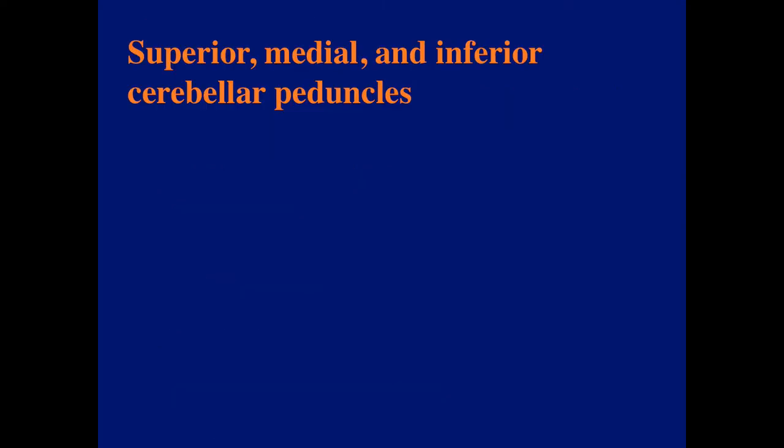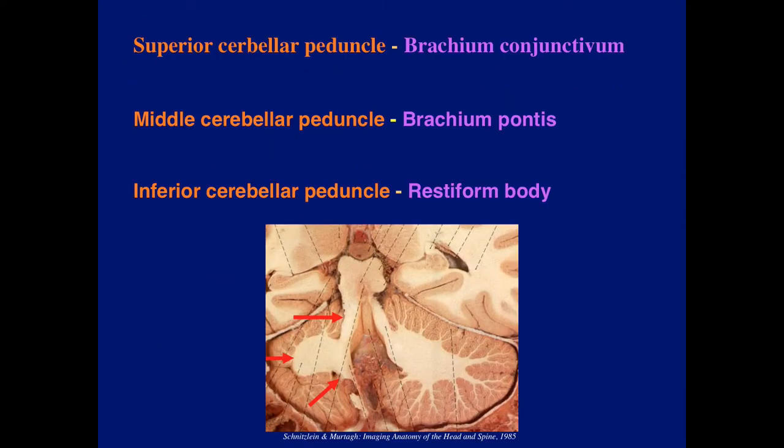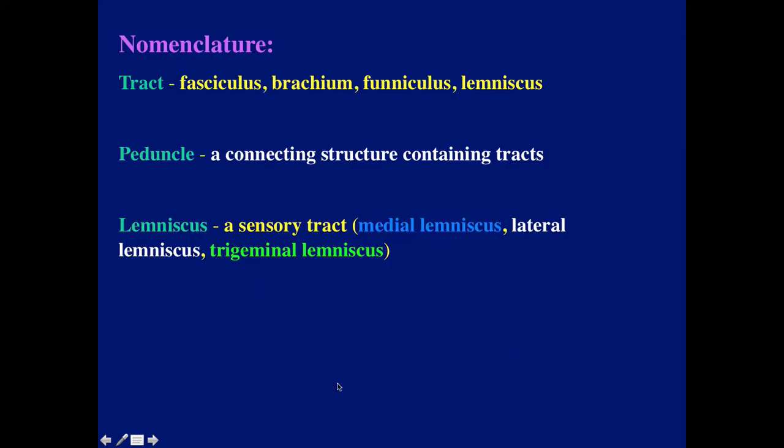The superior cerebellar peduncle is also known as the brachium conjunctivum. The middle cerebellar peduncle is also known as the brachium pontis, and the inferior cerebellar peduncle is known as the restiform body. And you can see the arrows pointing to the superior, middle, and inferior cerebellar peduncles.